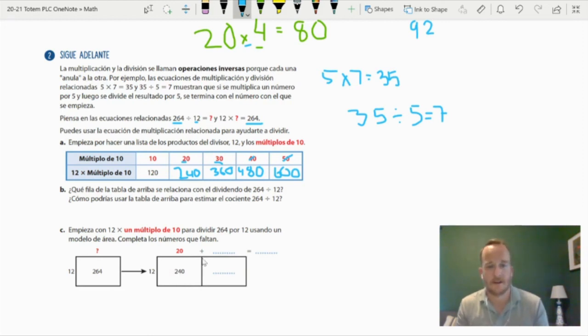Ahorita vamos a restar, tal vez con mate mental, tú puedes ver la diferencia: 264 menos 240, que va a ser ¿cuánto? 24, ¿no? Entonces, ahora 24 entre 12 va 2 veces y nuestra respuesta es 22.